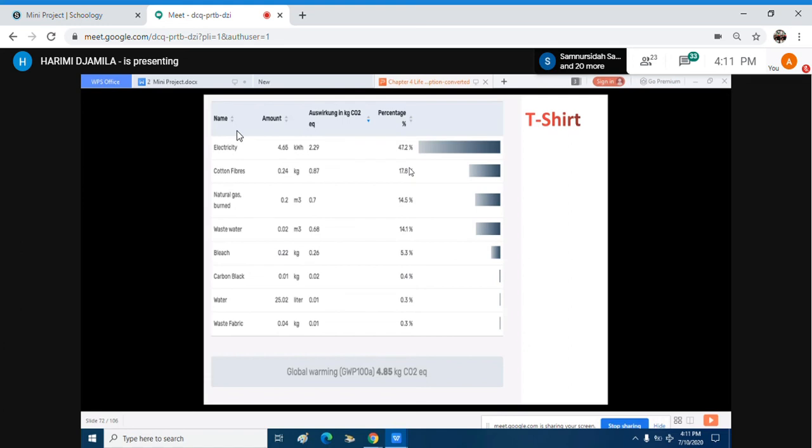And a very interesting part: if you look at the cotton fiber, you will observe it is only 17%, even though the T-shirt is mostly made using cotton. But the percentage in terms of carbon dioxide emission ended up being very low. Why? Compared to other factors.